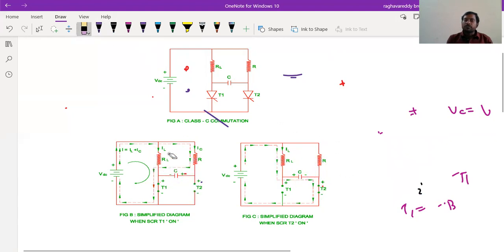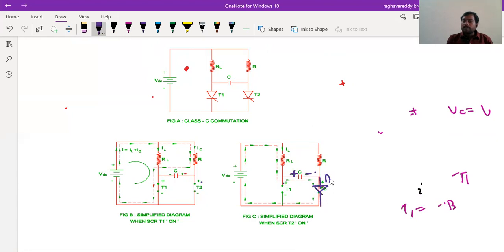Now, if we turn on T1, what will happen? Look at this one. This is positive, the capacitor is positively charged. This is negative. This is positive and negative. Look at this one here. The thyristor will be like this.